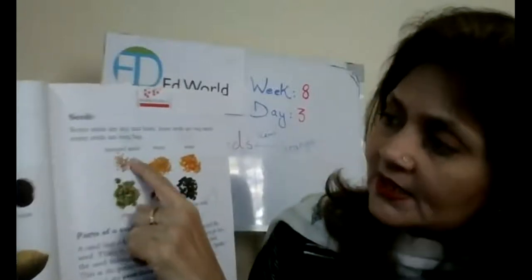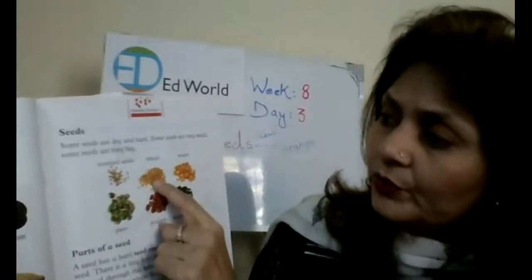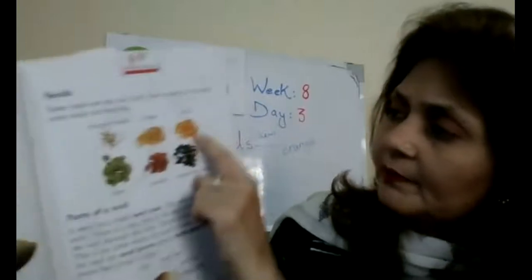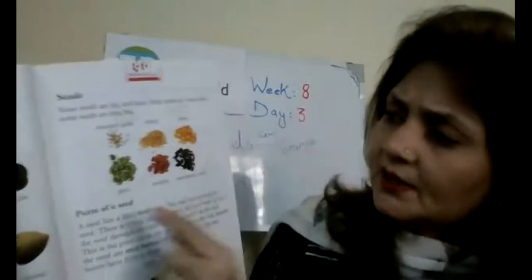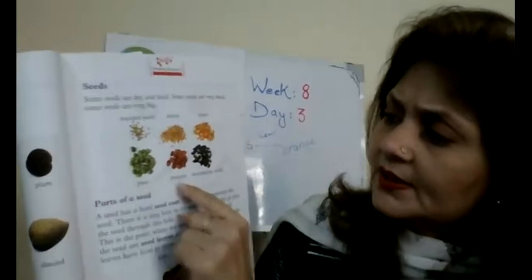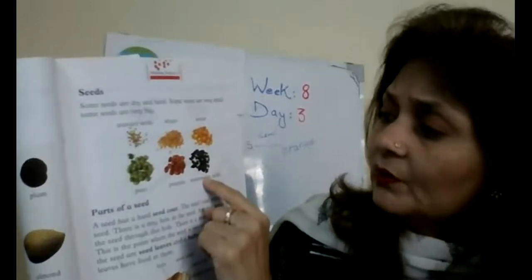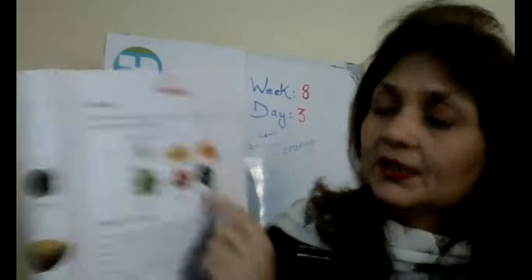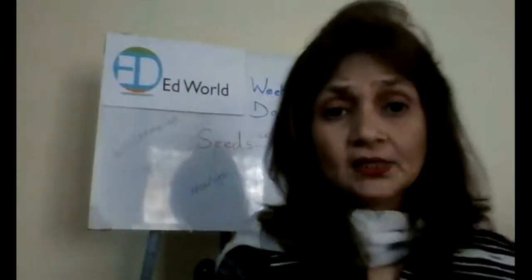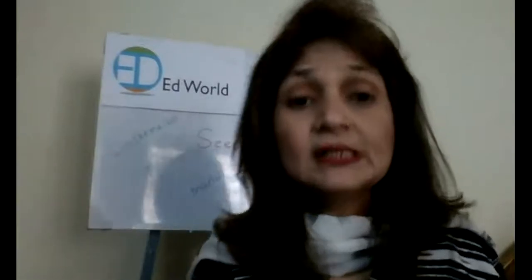You can see mustard seeds are very tiny. Wheat seeds are also tiny. Maize, this is also maize, it's a little big. Then pea seeds, then peanuts, then watermelon seeds. How tiny they are. So this was the picture of different types of seeds.